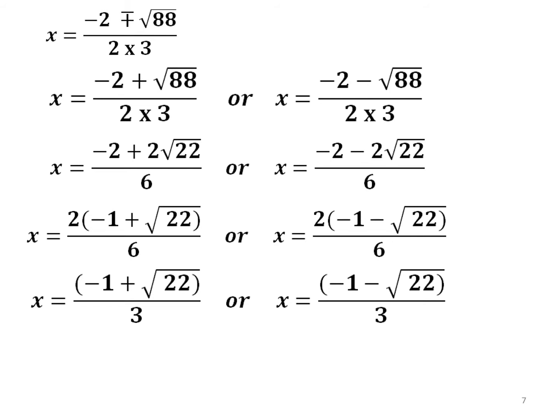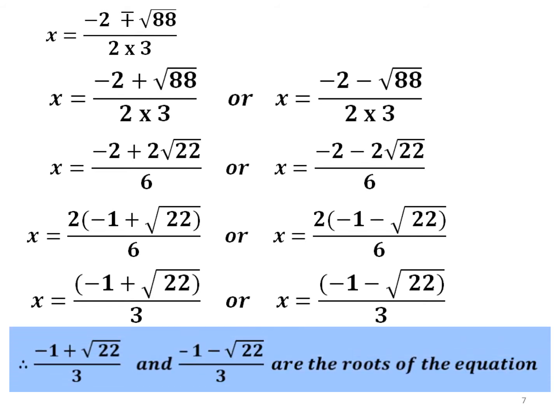Further, nothing can be done. It's already simplified. So we will leave it as it is. And therefore, our final answer is minus 1 plus root 22 upon 3 and minus 1 minus root 22 upon 3 are the roots of the equation.